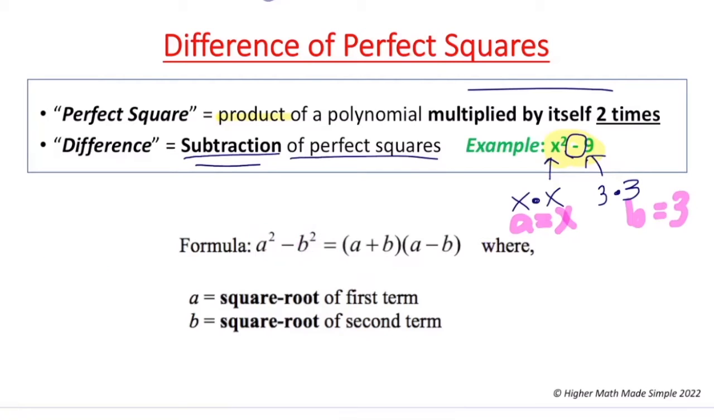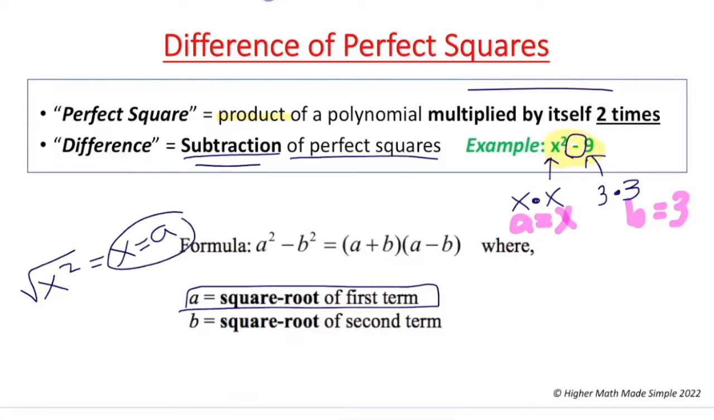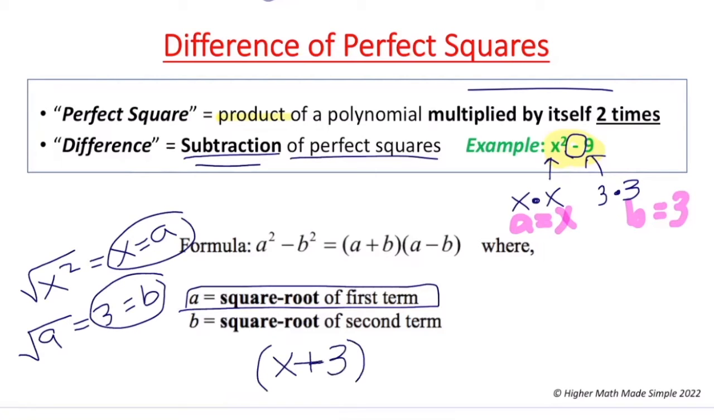Okay, so a reminder, what is a? It's the square root of the first term. The square root of x squared is x. So that would be our a. And we had 9 as a second term, so b is the square root of 9, which is 3. That was our b. So in this particular case, if we wanted to factor x squared minus 9, we would just use the formula, and just by substitution, it would look like x plus 3 times x minus 3.